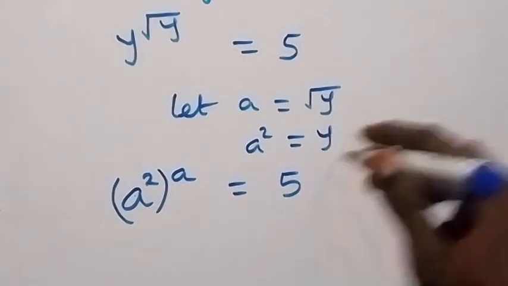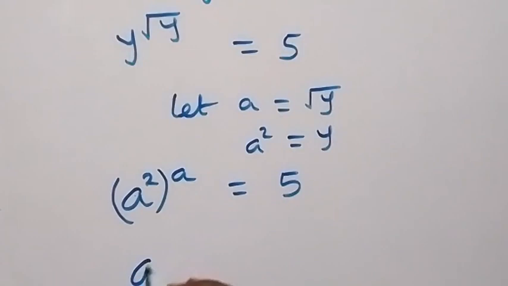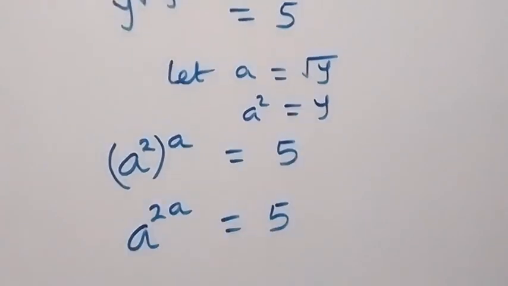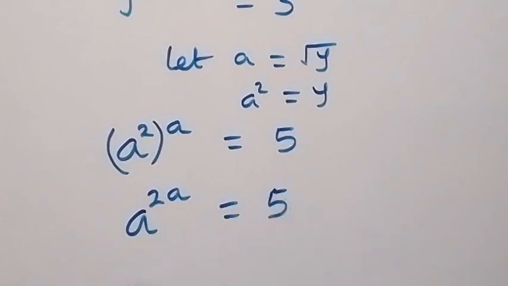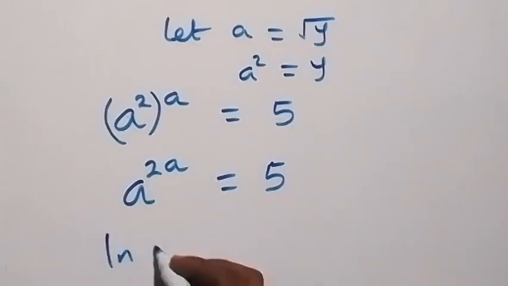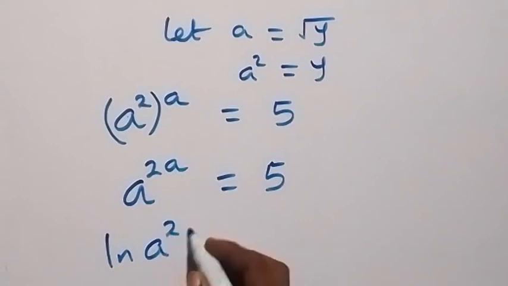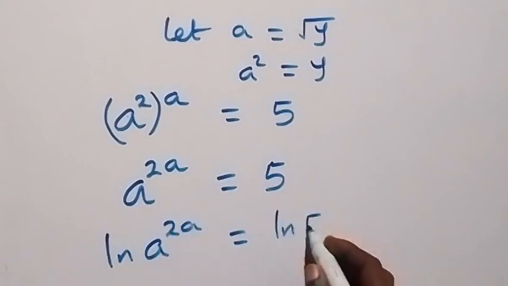Then from here, this power multiplies and this gives us a raised to power 2a equals 5. Then we can take the ln on both sides here. Then ln of a raised to power 2a equals ln 5 on this side.